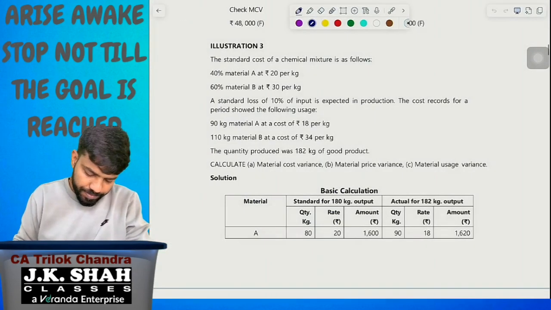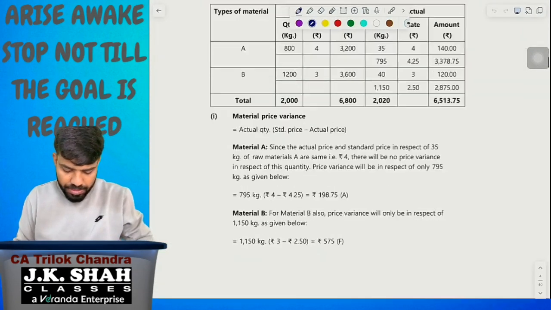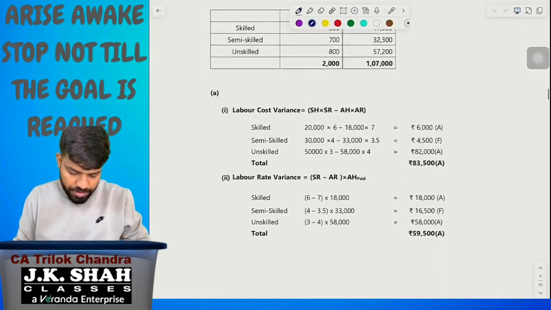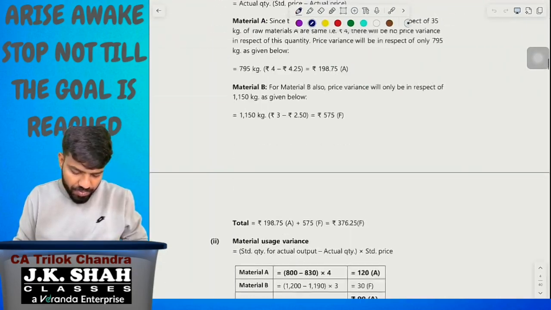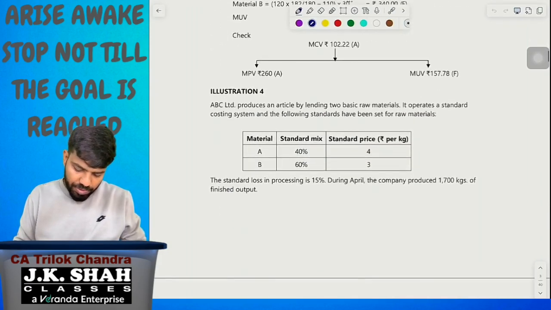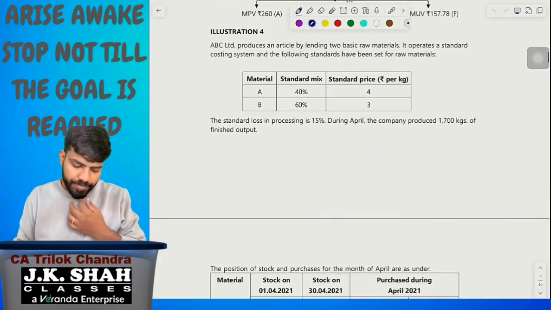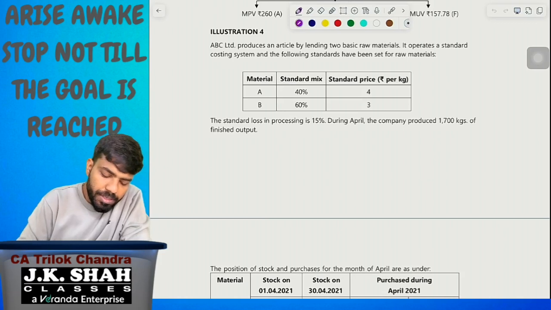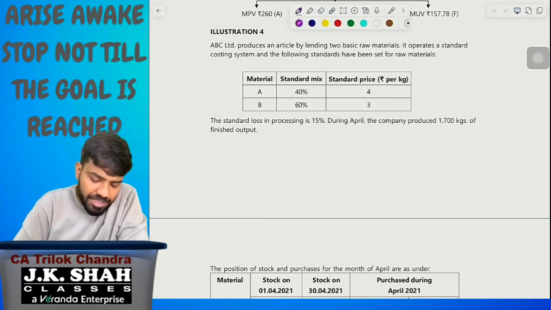Look at the question number 4. ABC Limited produces an article by blending two basic raw materials. It operates a standard costing system, and the following standards have been set for raw materials.